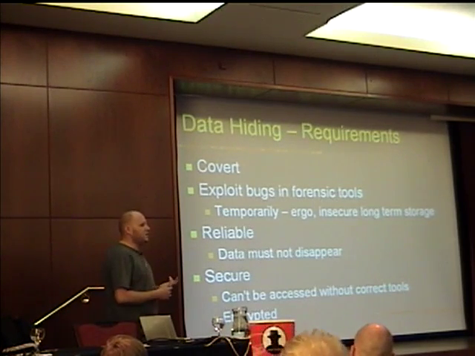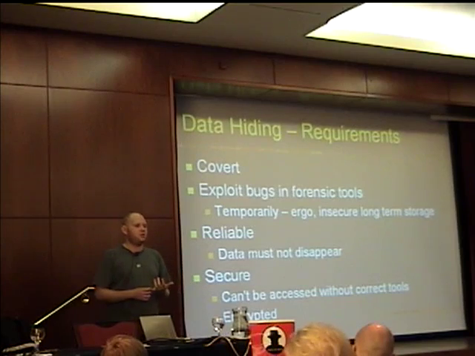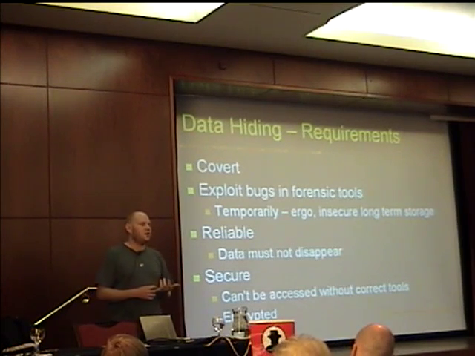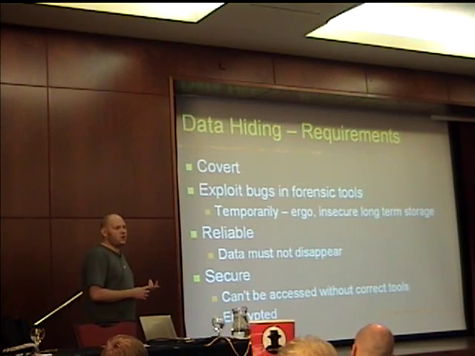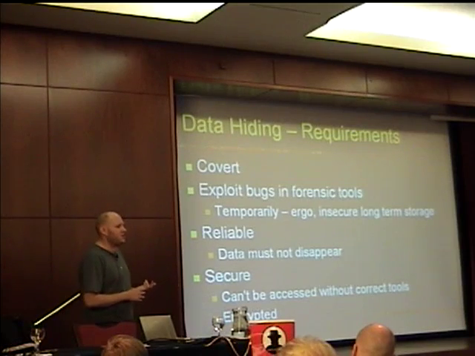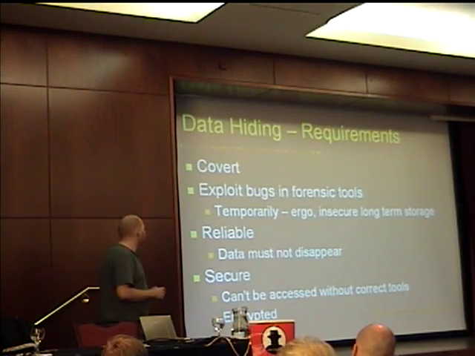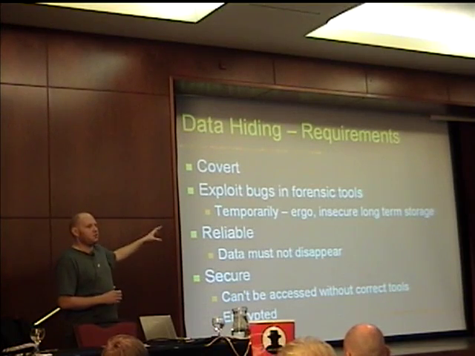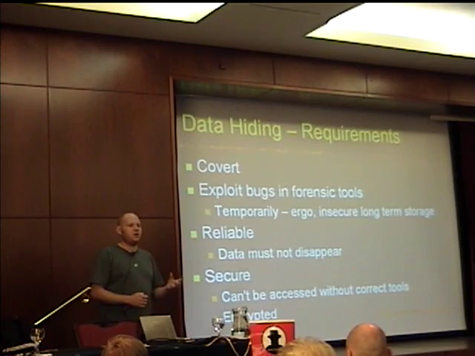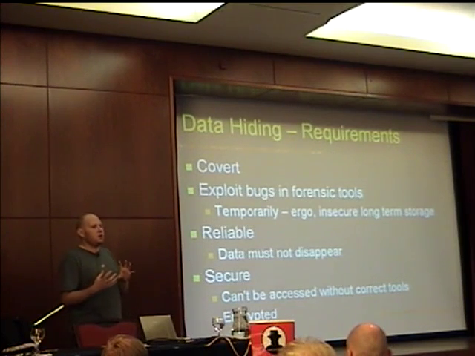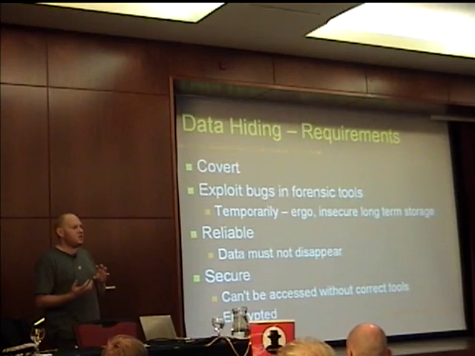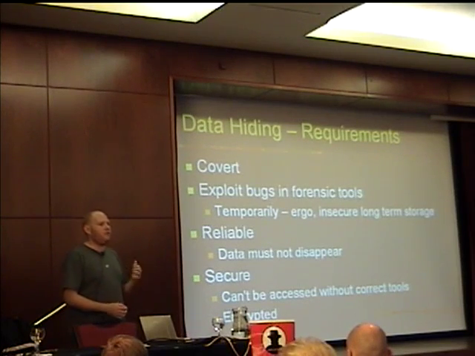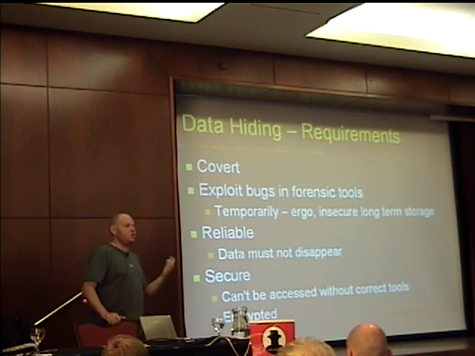So the first data hiding requirement is that it needs to be covert, right? If it's not hidden, it's not a good data hiding attack. I know some guy who thought that a really clever move was to put a dot in front of the file name on Unix systems to hide it from system administrators, right? That's not an effective strategy for hiding things from someone doing a forensic analysis. So typically what we want to do is exploit a bug in a forensics tool. We want to find somewhere on the file system that the forensics tool cannot look. We want to find some issue with the forensic software's implementation of the file system that we can exploit and force it to do what we want it to do rather than what the forensics analyst wants it to do.